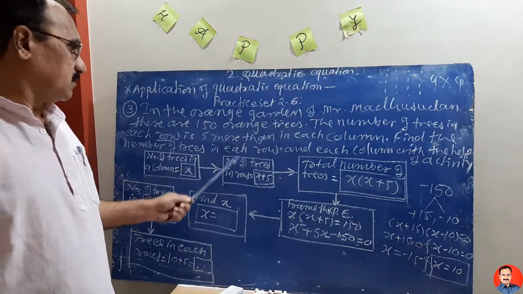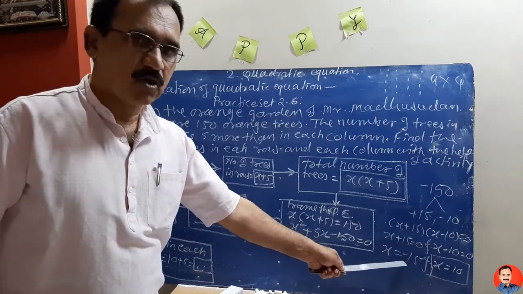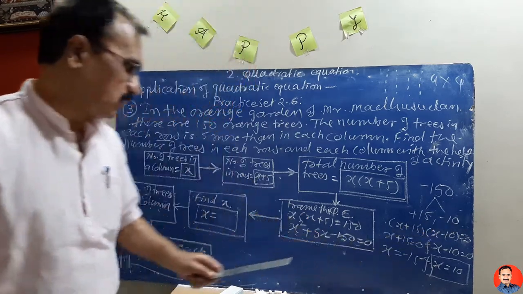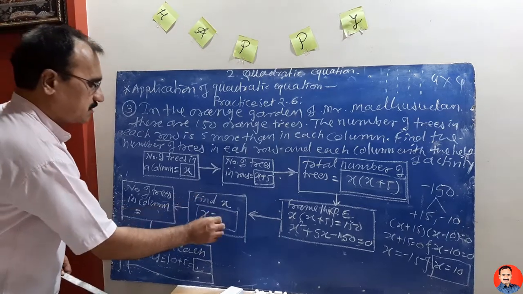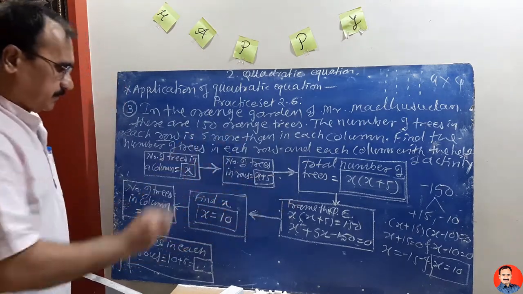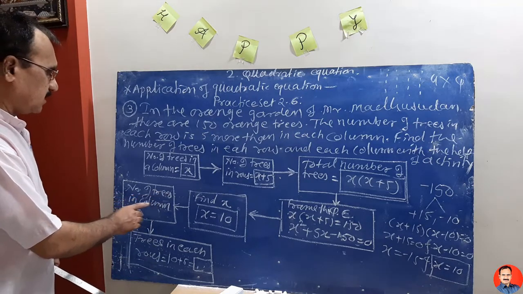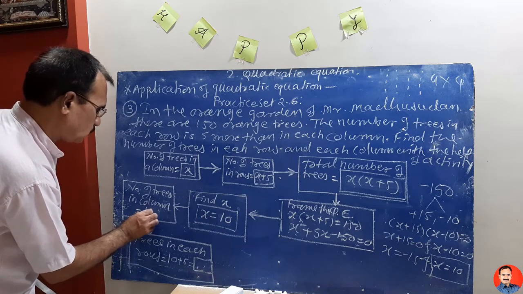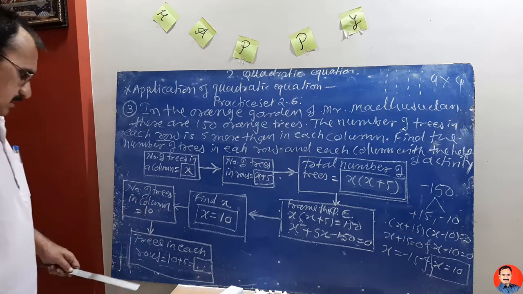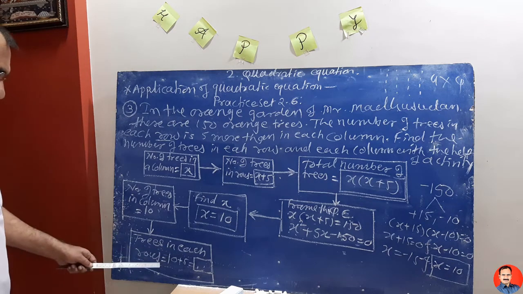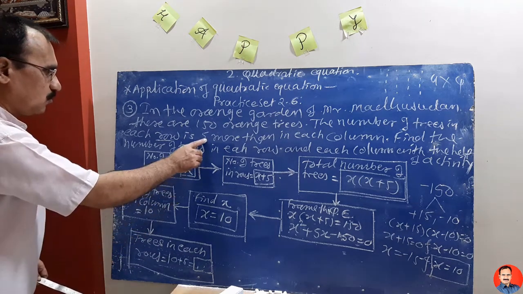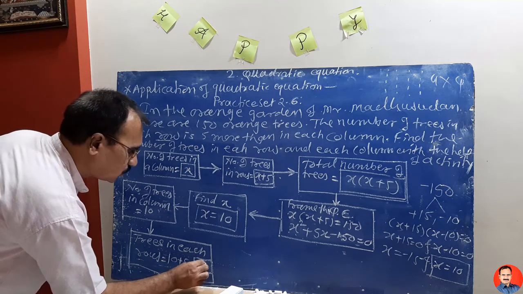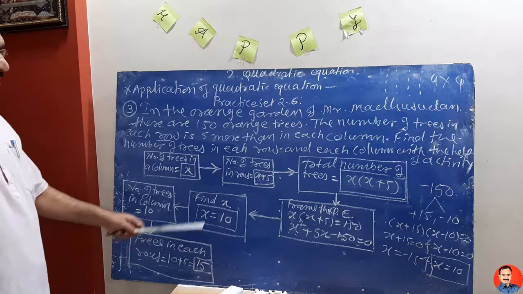But x is the number of trees. The number of trees cannot be negative. That means our acceptable answer is x = 10. Find x, x = 10. Then the number of trees in each column is x, which is 10. Trees in each row: 10 plus 5, 5 more, 10 + 5 is equal to 15. And this is the activity.